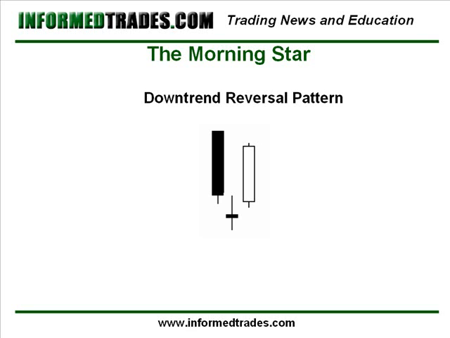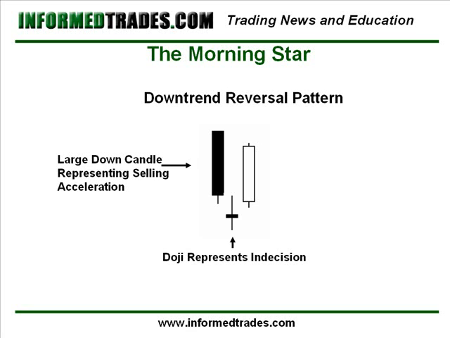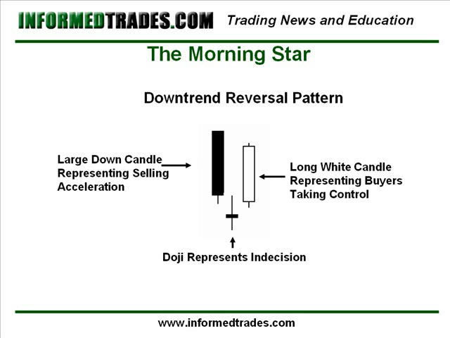And if you look at what this represents from a supply-demand standpoint, you can sort of understand why. What you have here is the downtrend accelerating with the period represented by the long black bar, and then you have a period of indecision. In this case, it's a doji, if you remember that from our previous lesson on those patterns. But it could be any sort of short candle there. It doesn't have to be a doji. And then you have the long white candle representing buyers taking control after that star of indecision, that star portion of the pattern.